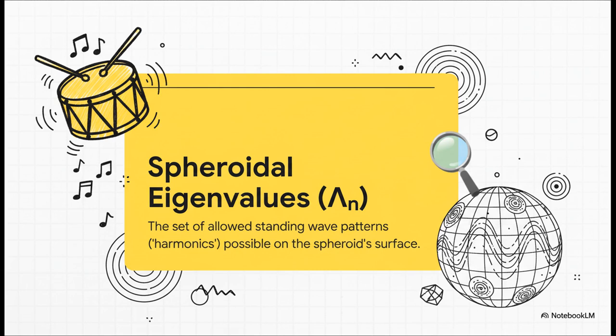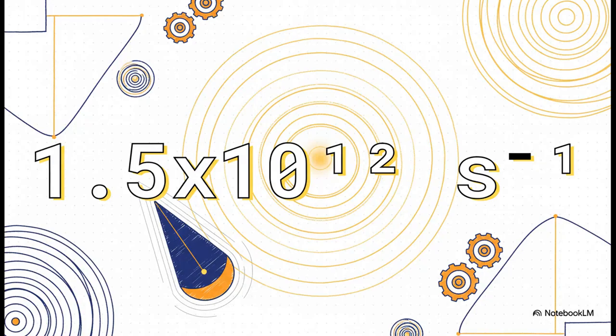In math, we call these eigenvalues, but you can just think of them as the allowed notes, or the allowed harmonics, that can exist on this surface. And they are determined only by the geometry. All right, now for the final ingredient, and this is a big one.